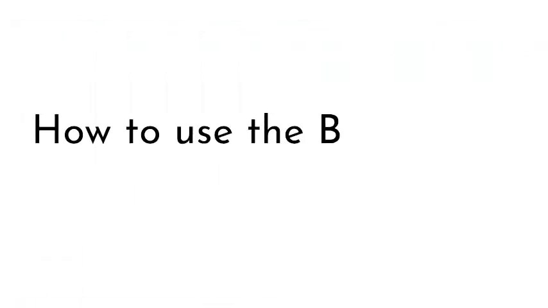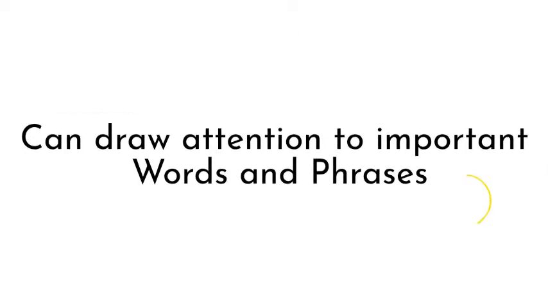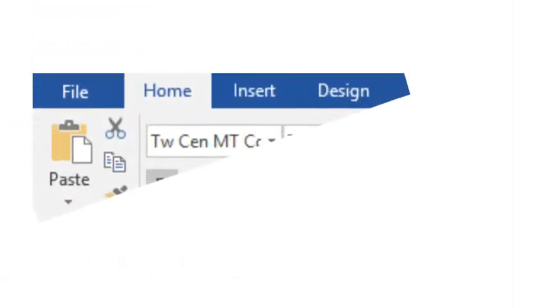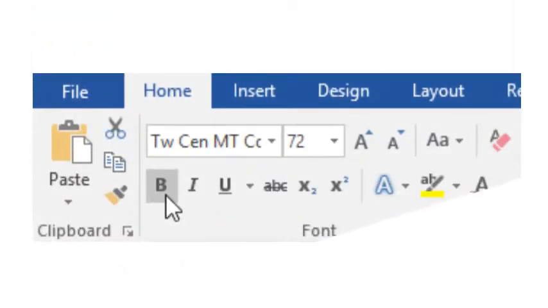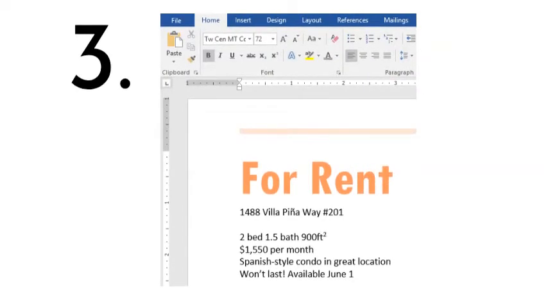How to use the bold, italic, and underline commands. The bold, italic, and underline commands can be used to help draw attention to important words or phrases. First, select the text you want to modify. Then, on the Home tab, click the bold, italic, or underline command in the font group. In our example, we'll click bold. Then, the selected text will be modified in the document.